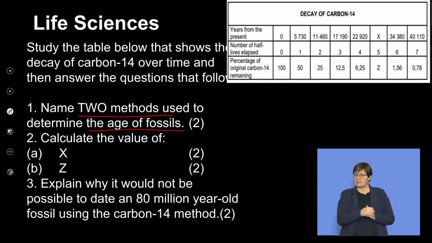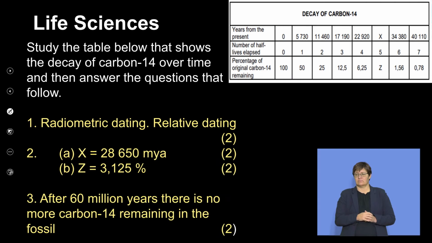Now, x is quite easy because you add 5,730 years every time. But how does the bottom one work? 100, 50, 25. How do we get there? We are halving it each time. So z would be half of 12.5, which is 6.25. Let's have a look. Okay, and those are exactly the correct answers that we worked out by looking at the table.